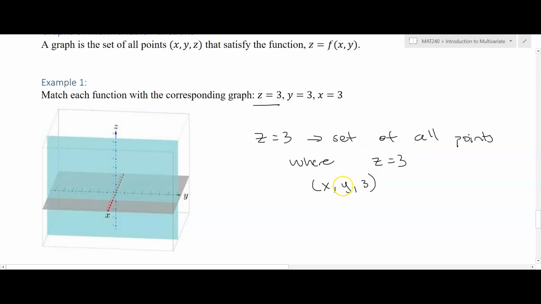Okay, well that could be any point of the form (x, y, 3). So it doesn't matter what the values of x and y are, just as long as the z value is 3. Well, in this graph here, I see that for any value of x and y, as long as I'm on that blue sheet, I'm good, but I see that the height varies, right? The z value isn't 3 everywhere. The z value there looks to be more about 4. So the z value is not always 3 on this surface.